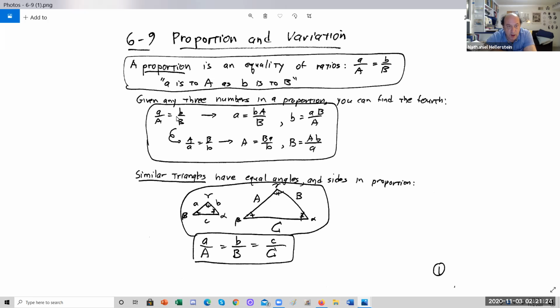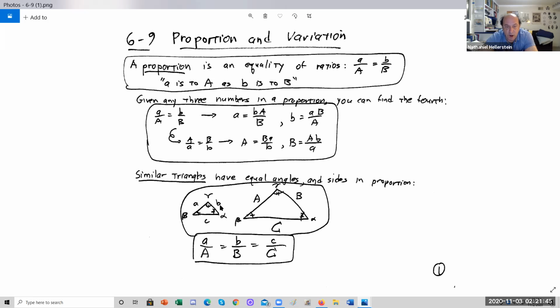Okay. And to find out the capital A and B, first we flip the equation upside down: big A over little a equals big B over little b. Transpose the little a and get big A equals big B little a over little b. Transpose little b, get big B equals big A little b over little a.